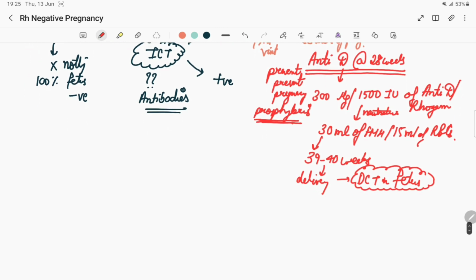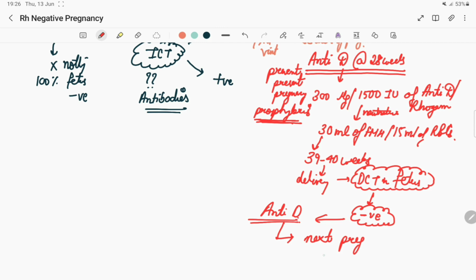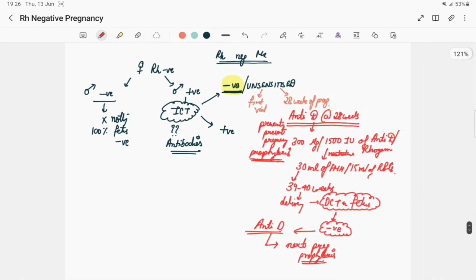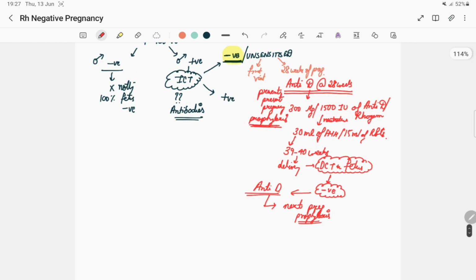Now if the DCT is negative, in that case, what you do, you give anti-D post delivery as well. Why do you give this anti-D post delivery? In order to prevent any complication that may happen in the next pregnancy. So this is also a prophylaxis that you're giving her, not for the present pregnancy, because the baby is already delivered. So you're giving this for the next pregnancy. So this is how you manage a case of Rh negative unsensitized woman or an ICT negative woman.